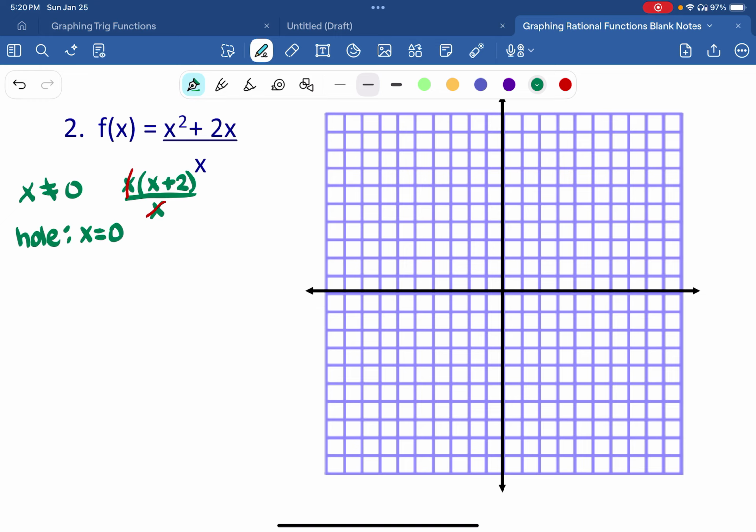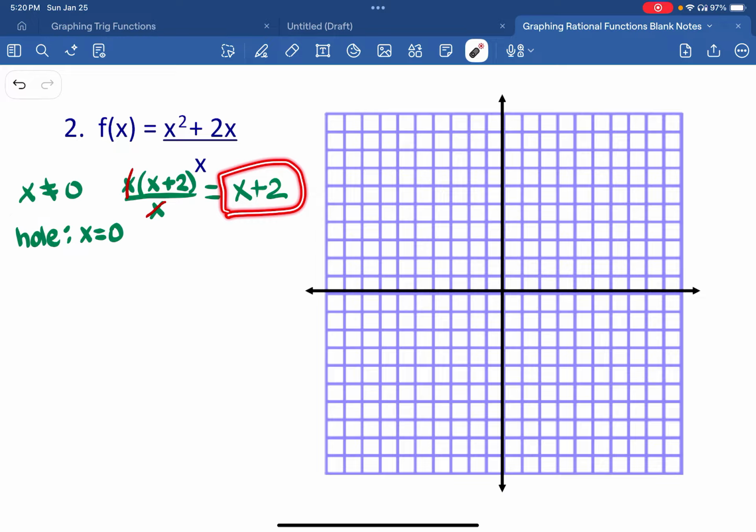Once you cancel out, you're going to graph what is left. Okay, so let's talk about that for just a minute. Sometimes this stuff that's left will still be a fraction. Sometimes it's not. If you notice, once we canceled out that x, I'm left with just x plus 2. And that graphs a line. So if what's left is no longer a fraction, you are not going to have any asymptotes. The only thing this graph has is a hole that we have to worry about.